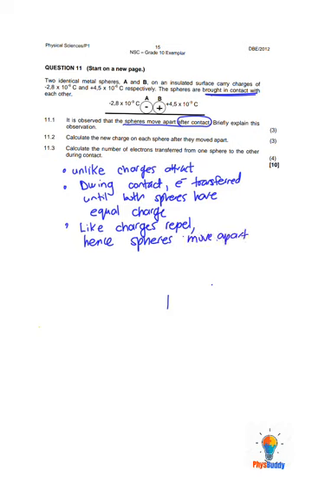Okay, so that would earn you your 3 marks. A mark for talking about unlike charges attract. During contact, electrons are transferred until both spheres have equal charge, and then the like charges repel, so the spheres move apart. They now ask us to calculate the new charge on each sphere after they have moved apart.